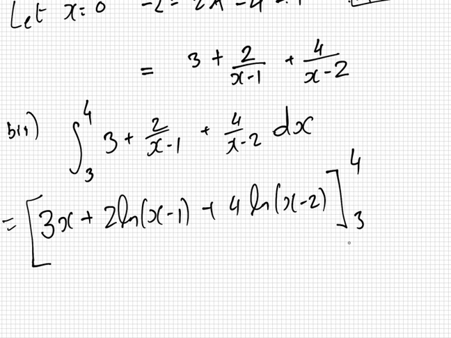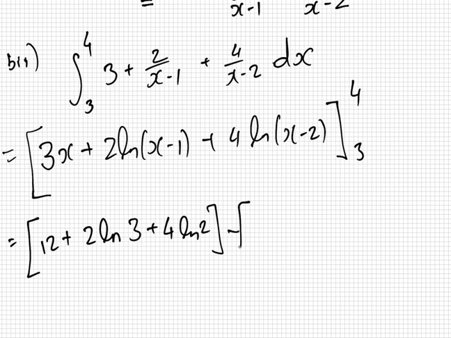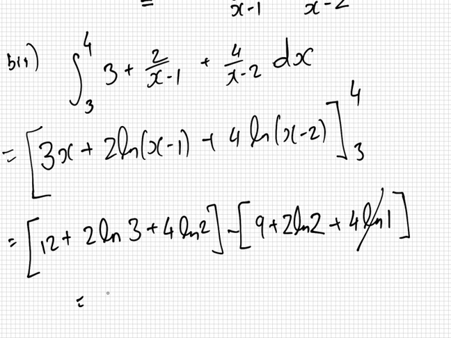Now I put in 4 and 3. So if I put in 4, I'll get 12 plus 2 log 3 plus 4 log 2. And then if I put in 3, I get 9 plus 2 log 2 plus 4 log 1. Well, that one's gone. 12 minus 9 is 3. 2 log 3, oh no, they can't go.